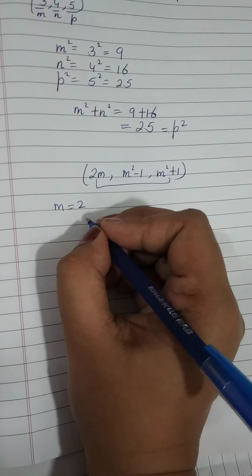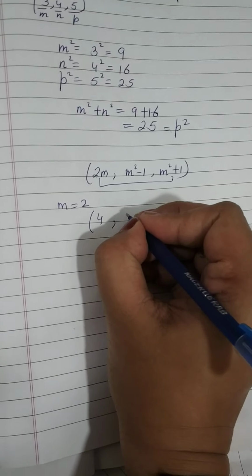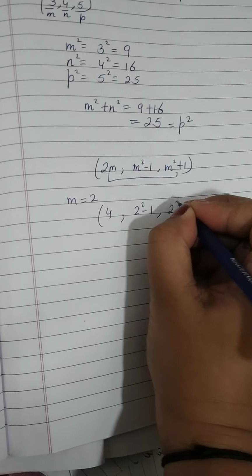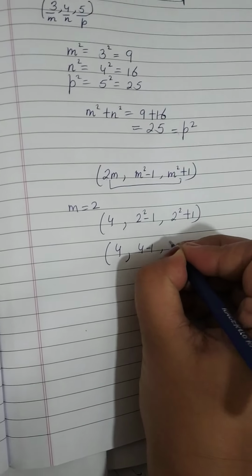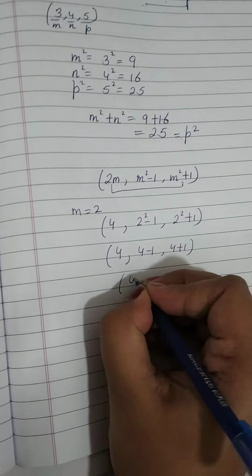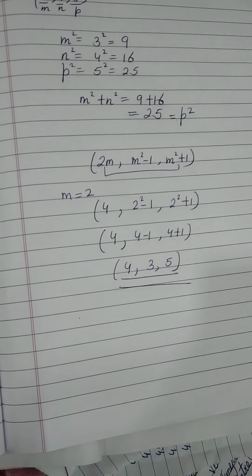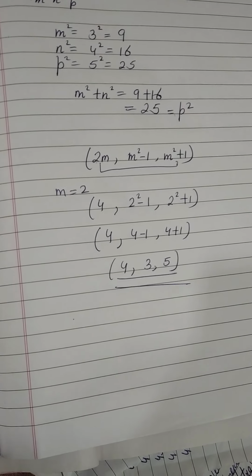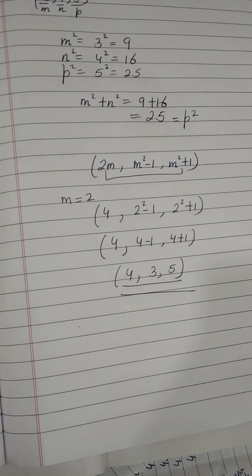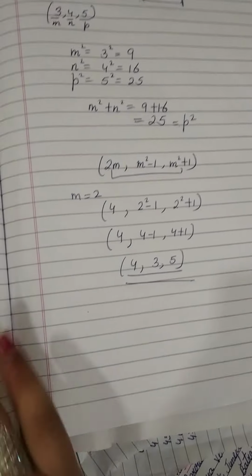Okay. At the place of m, I am going to put 2. This will be 2 times 2, that is 4. This will be 2 square minus 1, 2 square plus 1. 4, 4 minus 1, 4 plus 1. So 4, 3, 5. These are the Pythagorean triplet. Okay. This also forms a Pythagorean triplet. All these properties will become more clear when we are going to start the questions. Okay. Let us come to the exercise after this.